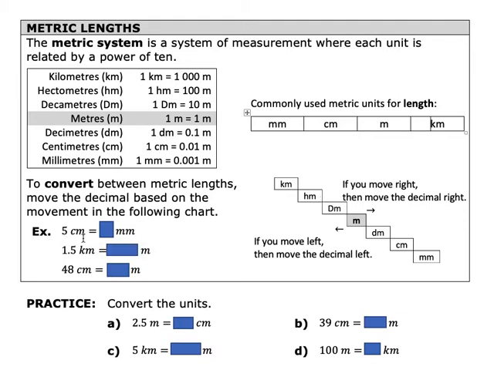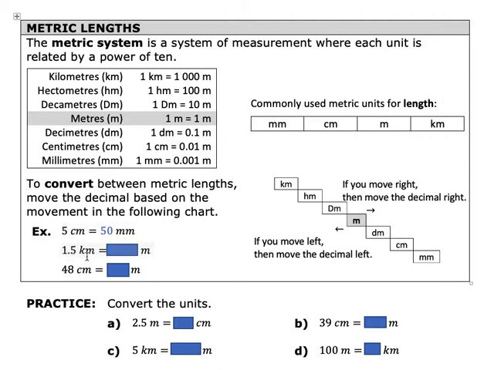So let's look at 5 centimeters to millimeters. Centimeters to millimeters. That was moving 1 space right. So if we were to move the decimal 1 space right, that would be skipping over an empty space that will put a 0 in its place, and that becomes 50 millimeters.